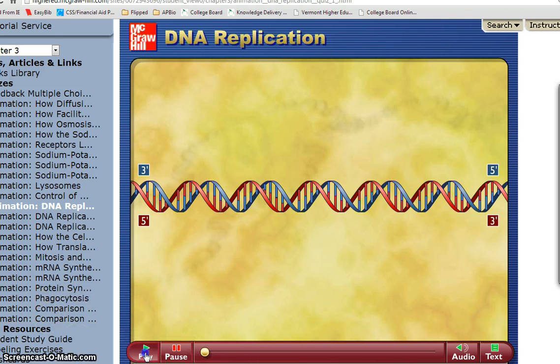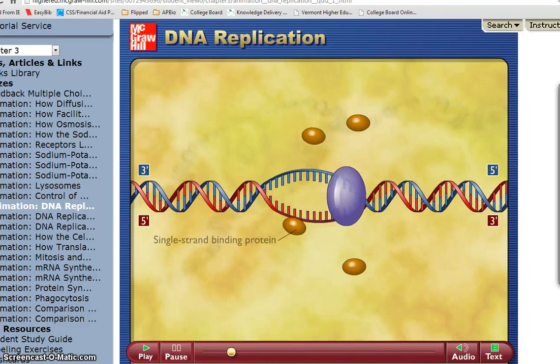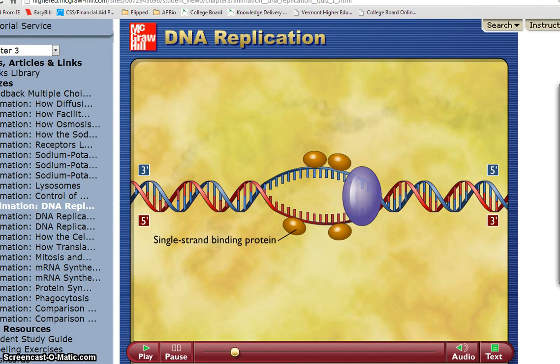And here we go. DNA replication begins at a specific point in the DNA molecule called the origin of replication site. Initially, the enzyme helicase unwinds and separates a portion of the DNA molecule, after which single-strand binding proteins react with and stabilize the separated single-stranded sections of the DNA molecule.